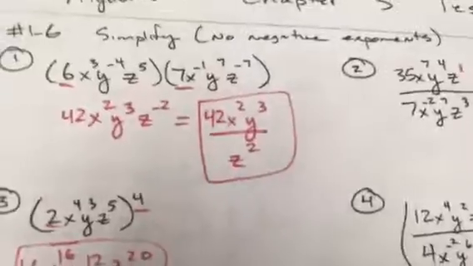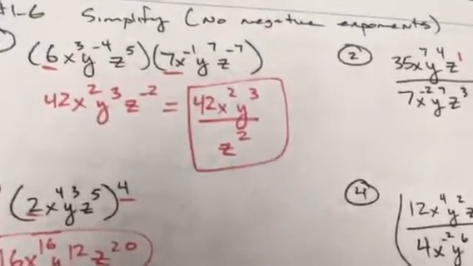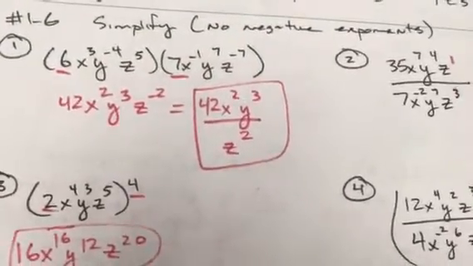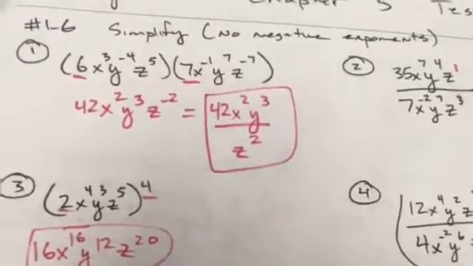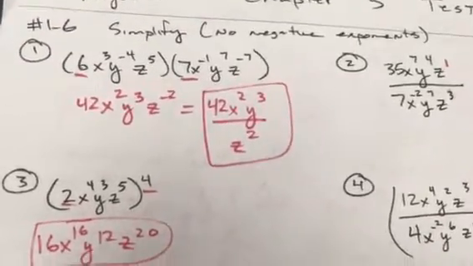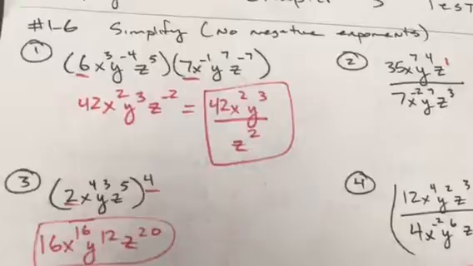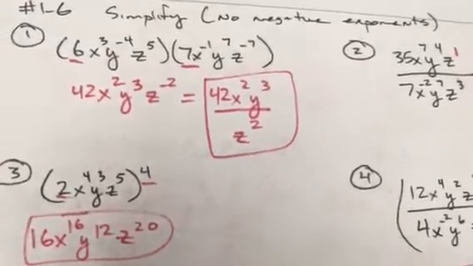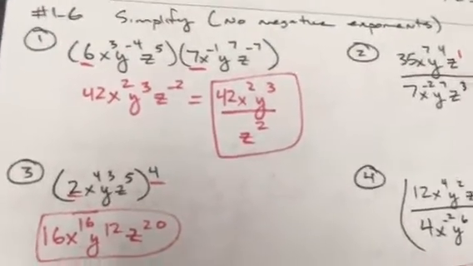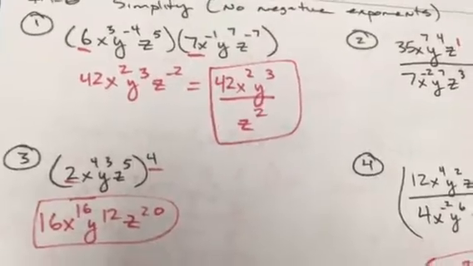Guys, on number 1, you simply multiply 6 and 7 to get 42. Add the exponents when you multiply with the same base. So it's going to be x to the 3 plus negative 1, 2. Y to the negative 4 plus 7, 3. Z to the 5 plus negative 7, negative 2. If you have a negative exponent, it crosses the border. So it's going to be z to the second in the denominator.